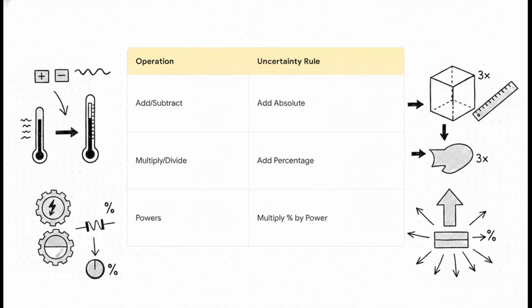But if you're multiplying or dividing, say dividing voltage by current to find resistance, you have to add their percentage uncertainties. And if you're raising a measurement to a power, like calculating volume from a length, you multiply that percentage uncertainty by the power. The error grows so fast if you aren't careful.